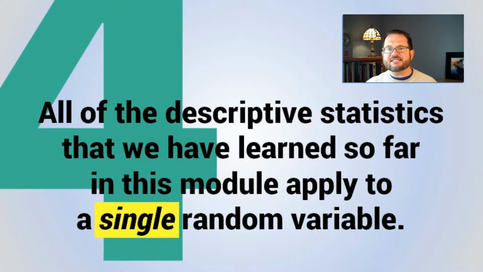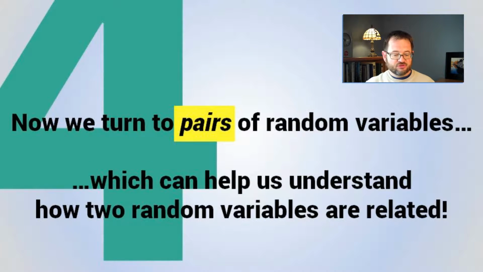All of the descriptive statistics that we have seen so far in this module have been applying to single random variables. What was the average solar flux on our panel? What was the average power? What was the average electrical load, and things like that? They were just applying to a particular single random variable. Whereas now we're going to turn to pairs of random variables, which can help us understand how the two random variables are going to be related to each other.